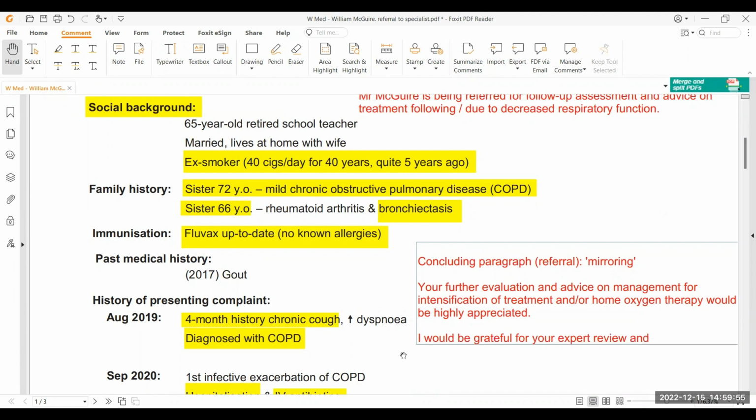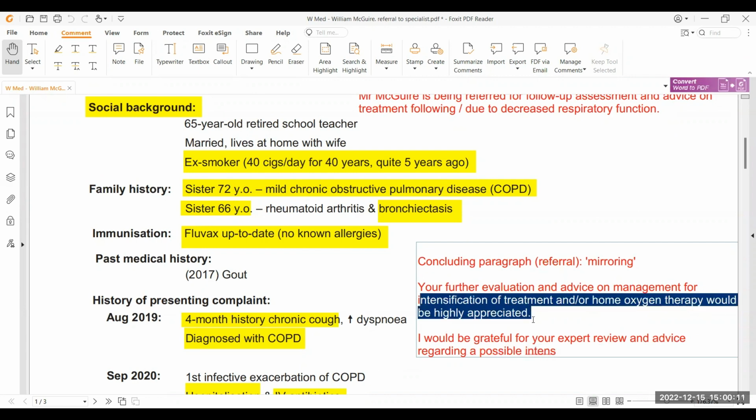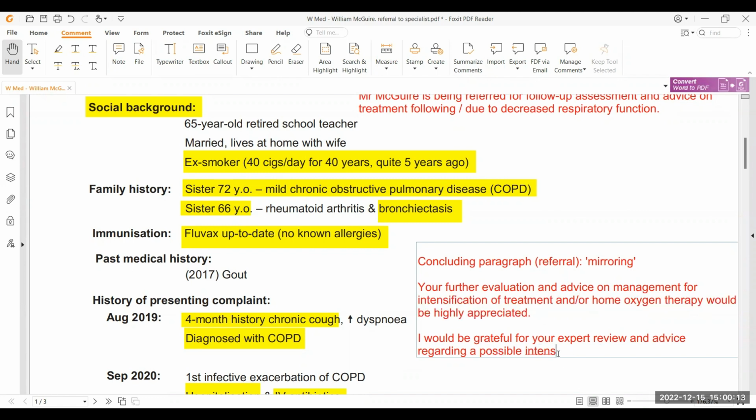And was it advice? Advice regarding, right? That's good. And advice regarding maybe a possible intensification. So similar here. Possible intensification of treatment and or home oxygen therapy. Correct. Okay.